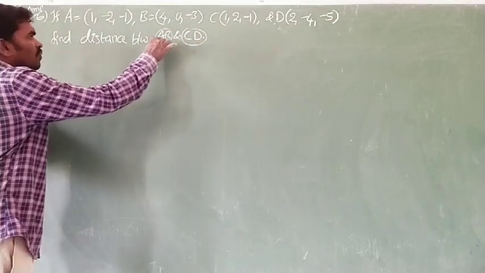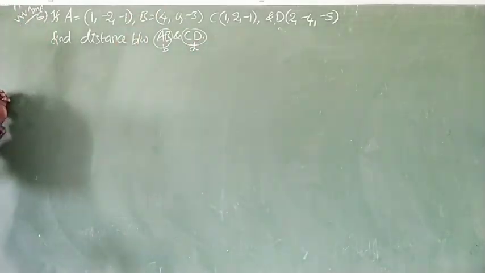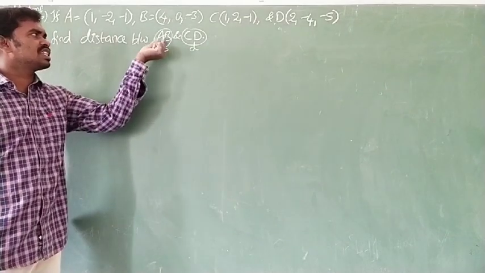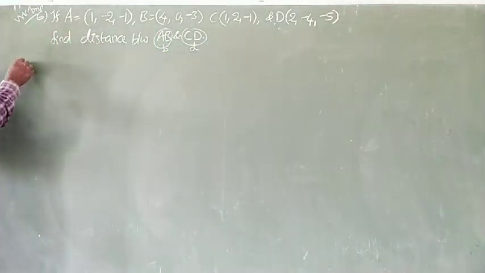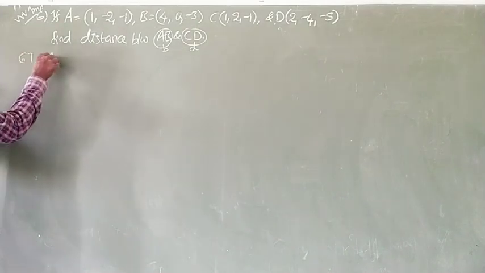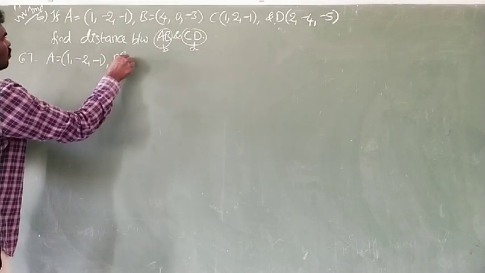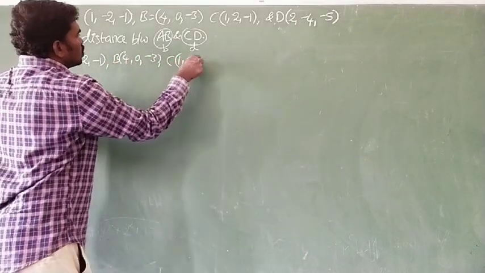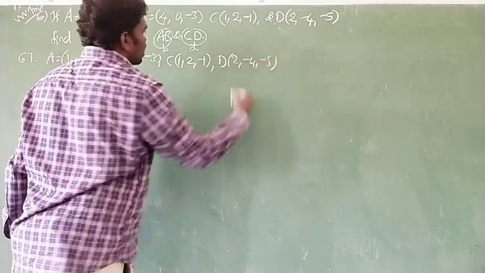In this, one line is taken as small b, one is taken as small d. Small b means AB, small d means CD. Before that, let us write the given. What is A? (1, -2, -1). What is B? (4, 0, -3). What is C? (1, 2, -1). What is D? (2, -4, -5).